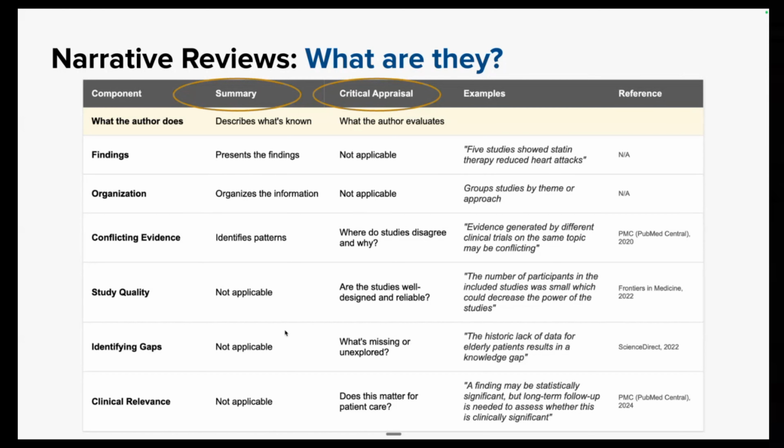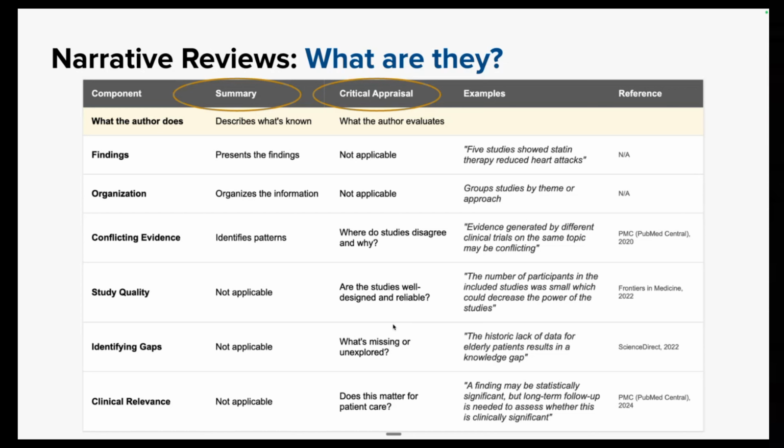Hopefully some of these narratives are starting to click into place as I repeat them a little bit. Then identifying gaps, exactly. So what don't we know? Maybe the historical lack of data for elderly patients results in a knowledge gap. So you might be looking at a body of evidence and you've summarized it and you're saying, well, that's great. We know a ton about Crohn's disease in females of all ages and in elderly males. And wait, we actually don't know anything about Crohn's disease in males between the ages of 20 and 35, for instance.